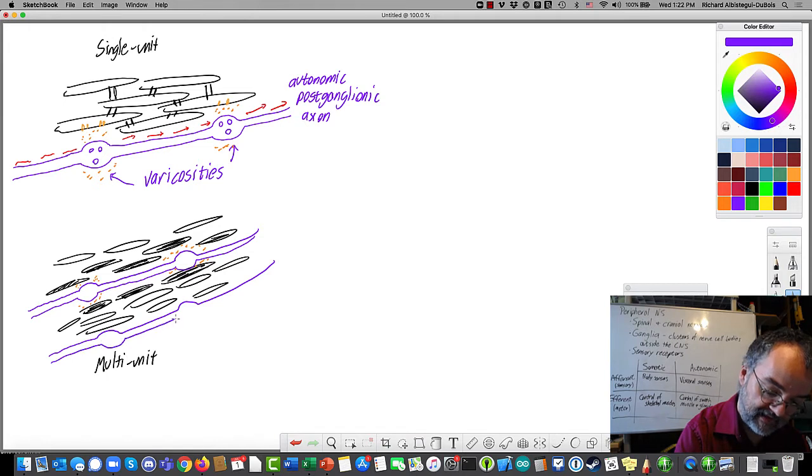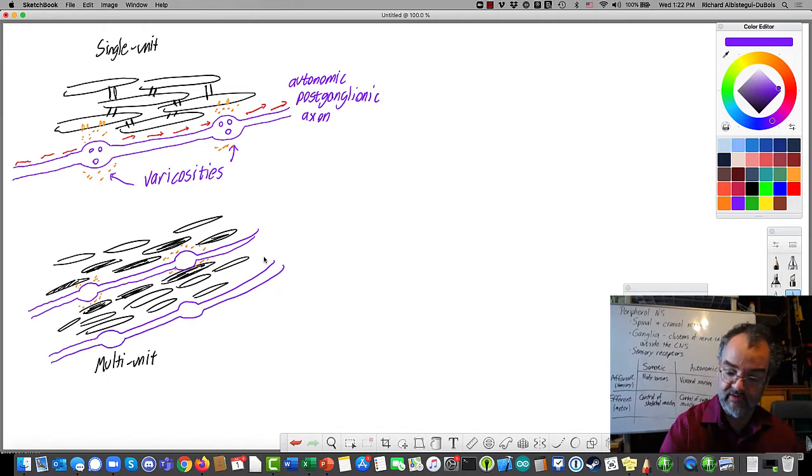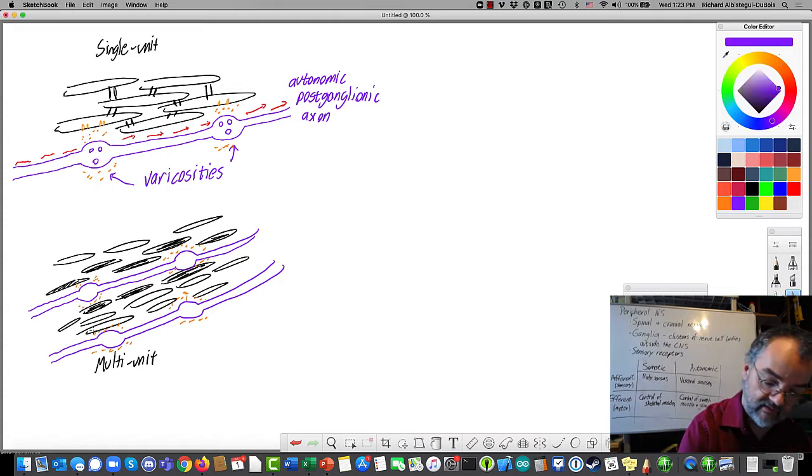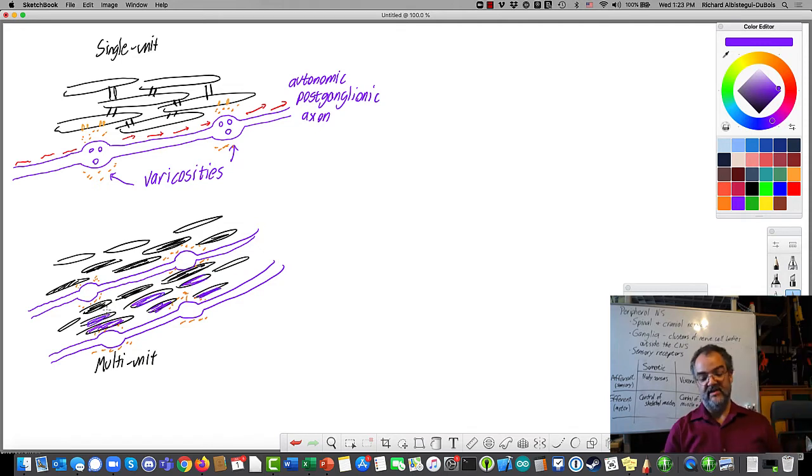So now we might have a second postganglionic axon with its own varicosities. That one can control a different group of cells that are close to it. So this is almost more like the idea of motor units, that the top axon controls the smooth muscle cells that are close to those varicosities. The bottom one controls the ones that are close to that one.